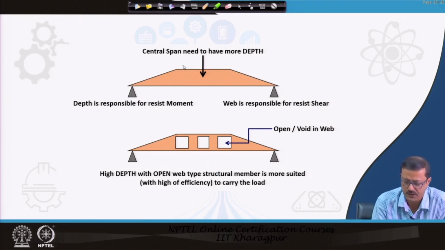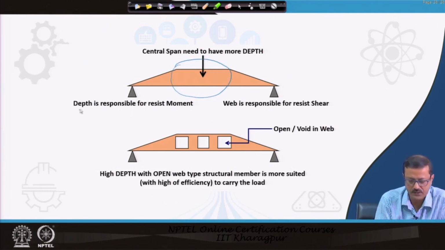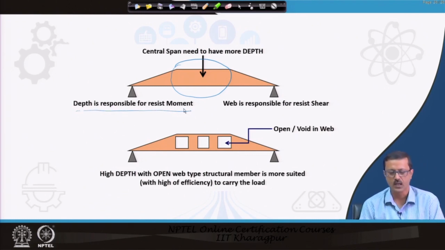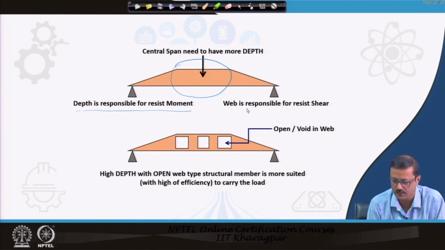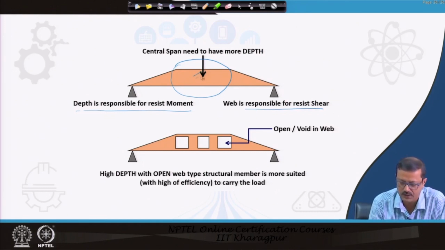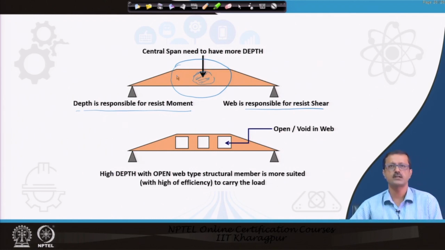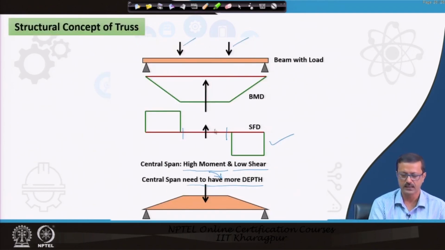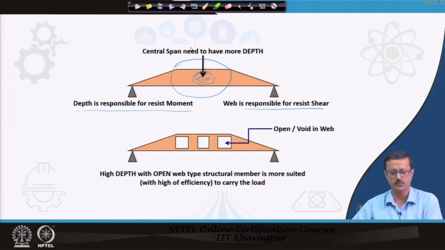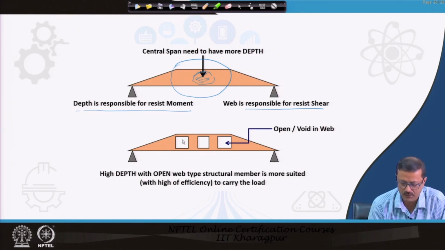So, the central portion needs a high amount of depth, and this depth is actually responsible for resisting moment, and the web is responsible for resisting shear. So, this central portion is called the web portion, and this portion is required to be responsible for the shear. But if you remember in the earlier slide, we have seen that in this central portion of the beam there is no shear. So, in this portion we can make it open, and we can save some amount of material.